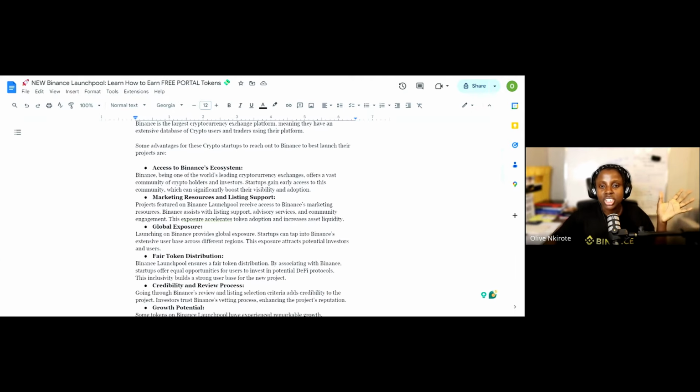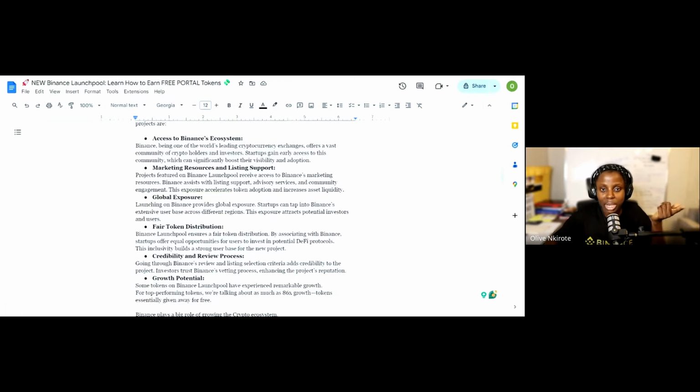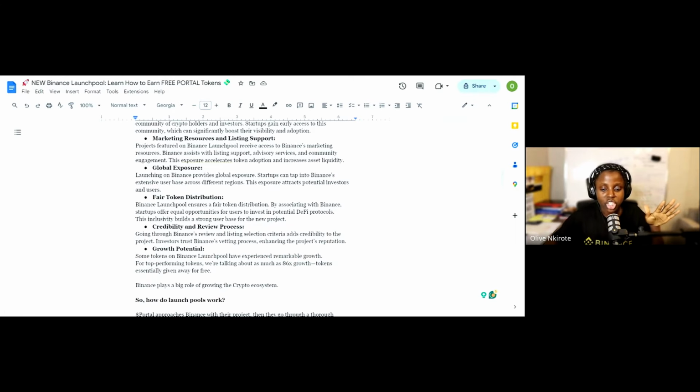Some of the advantages that these companies get for advertising on Binance are Binance ecosystem marketing resources, millions of users, and global exposure. I am in Africa, guys, in Kenya, because Binance has creators and users across the world. Then fair token distribution, credibility, and review process.